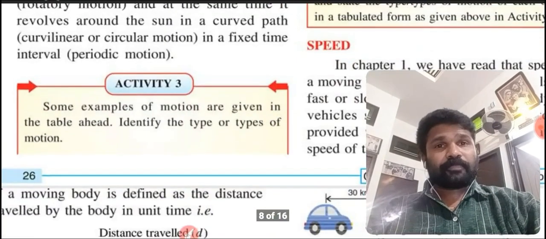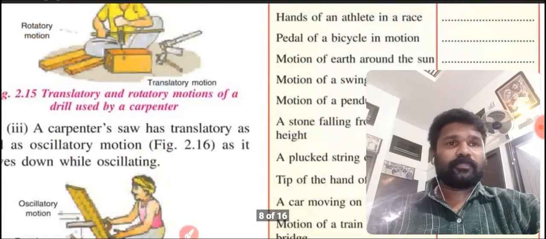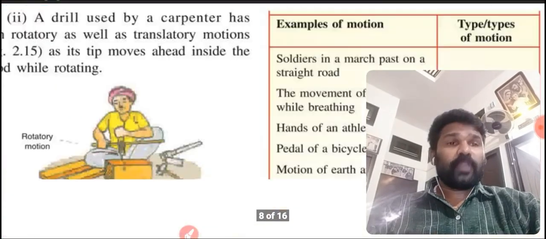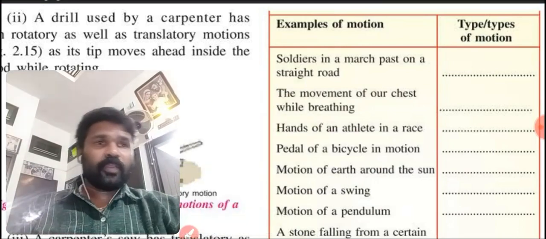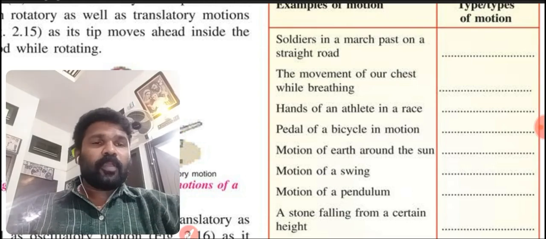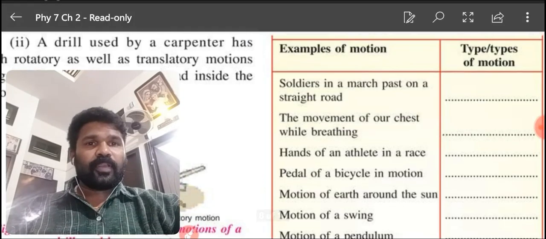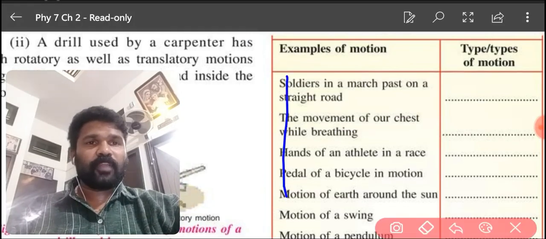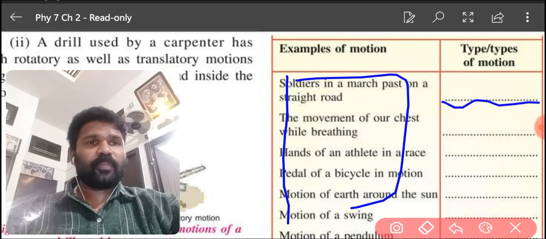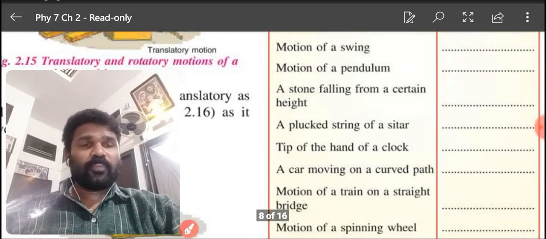Activity 3. Some examples of motion are given in the table ahead. Identify the types of motion. Here it's a holiday homework for you. You just write which type of motion it shows. Many events are shown here on this side, and on the right side examples of motions are given, and you please write here which type of motion. Complete it and keep it. When the school starts, I will check.